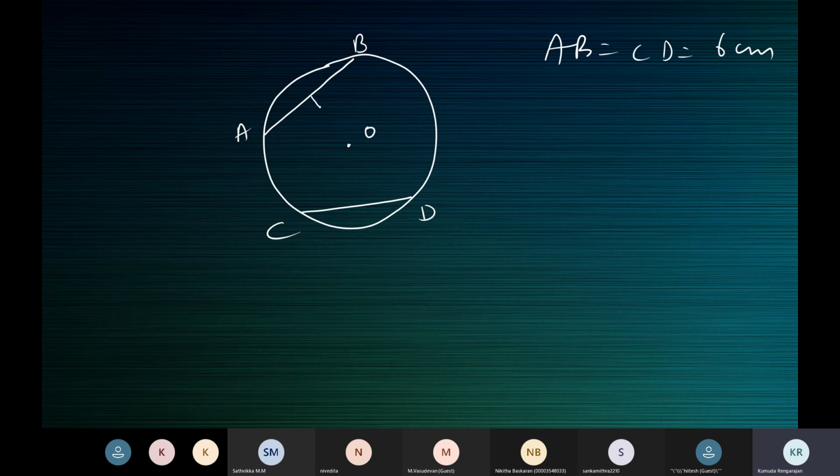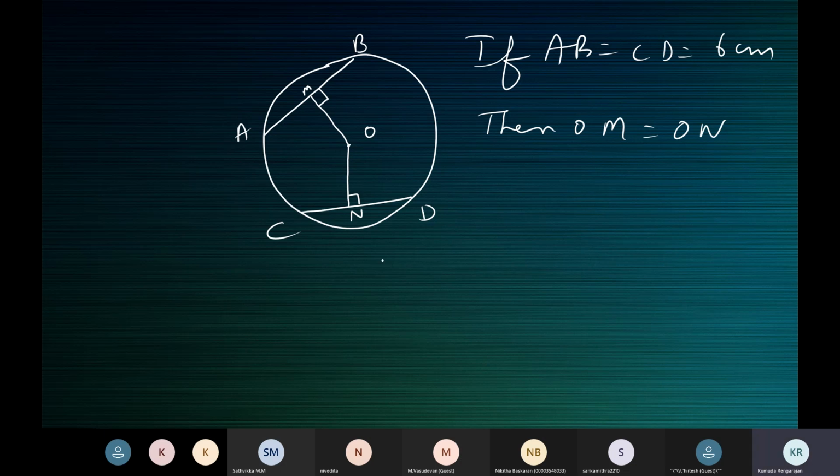So let's draw the perpendicular. This is the perpendicular distance of AB from the center. Let's call it OM. OM is the perpendicular distance of AB from the center. ON is the perpendicular distance of CD from the center. If AB is equal to CD, then OM is equal to ON.